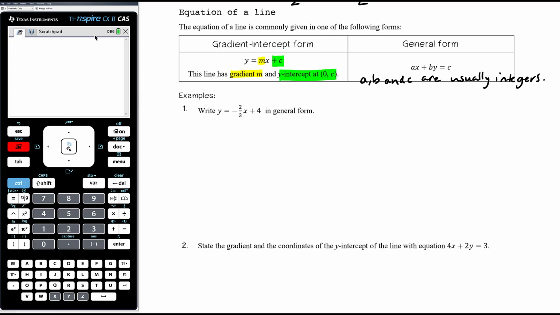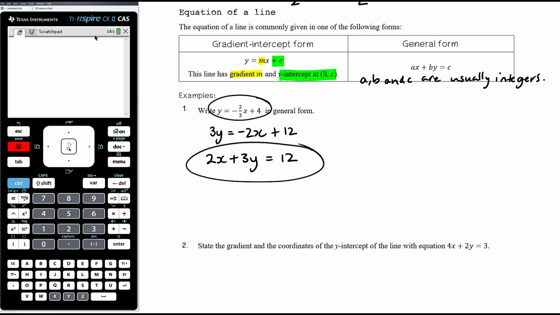Okay, so if we want to write y equals negative 2/3 x plus 4 in general form, the first thing I'm worried about is the fraction. I want to get rid of that by multiplying everything in the equation by 3. So 3 times y equals, now multiplying 2/3 by 3 just cancels out the denominator, so negative 2 times x plus 12. And now we're going to get the x and y terms on the same side of the equation, so I'm going to add 2x to both sides. 2x plus 3y is equal to 12. So these two equations are exactly the same equation, just rearranged into a different form.